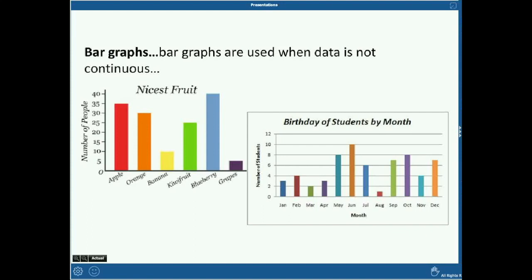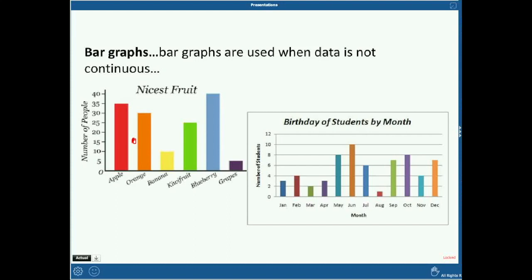So let's talk about the types of graphs. A bar graph is used when our data is not continuous. Like January, February, March, April, May, June, those are discrete quantities. Apple, orange, banana, you couldn't have a point right here, right? It wouldn't really make a lot of sense. What is that, half apple, half orange? That kind of doesn't make a lot of sense.